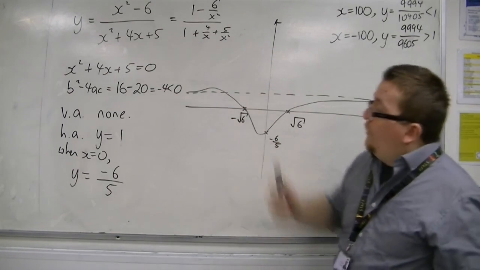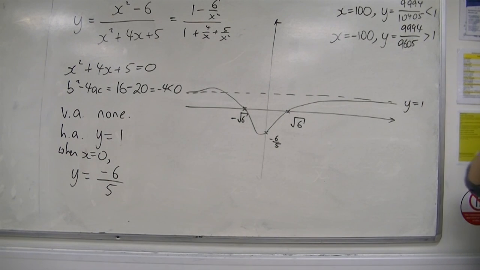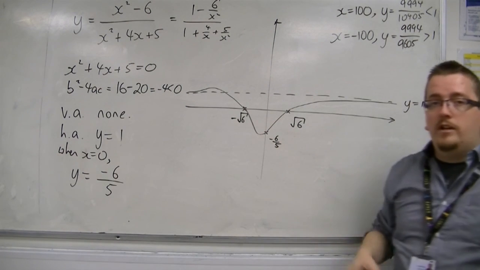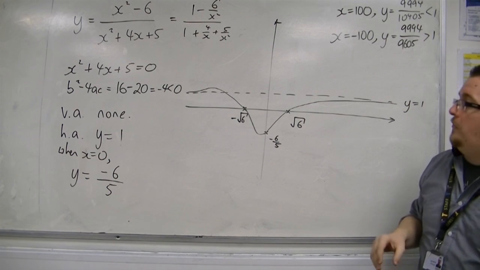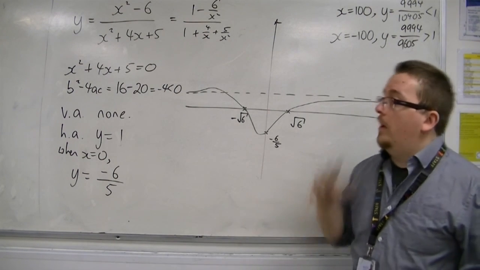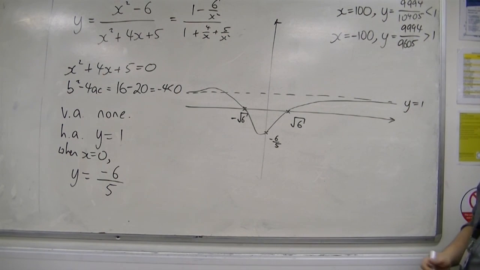So, as we've seen in the previous video, you can have a curve crossing a horizontal asymptote. They can't cross a vertical one, but they can cross a horizontal one, as you can see from this example.